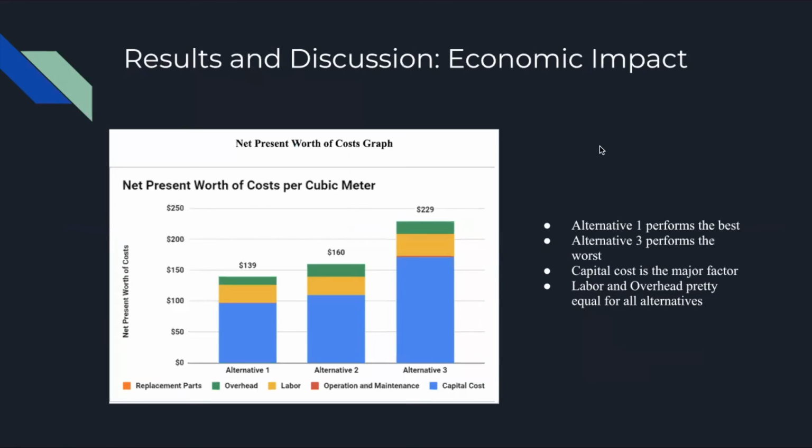Onto the economic impact graph. We have our net present worth of costs per cubic meter graph right here. Alternative 1 performs the best, alternative 3 performs the worst. Capital cost is a major factor here, and labor and overhead are pretty much equal for all the alternatives.